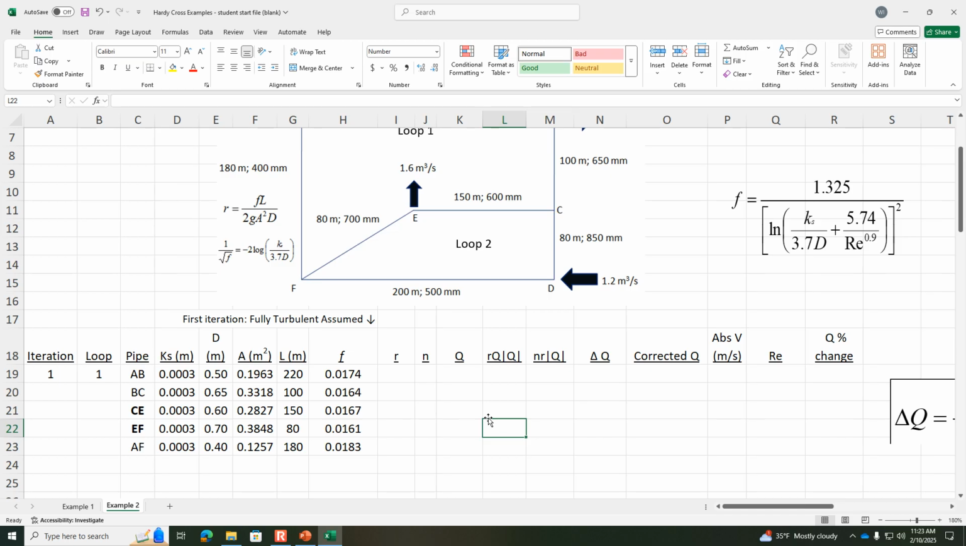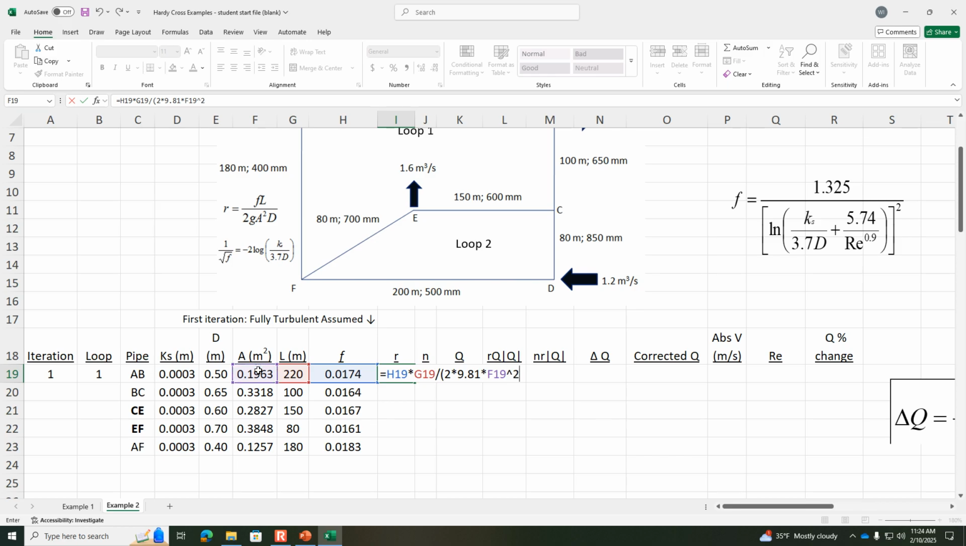Okay, now let's calculate the R value, and here's the equation for it. F times L divided by 2GA squared times D. All right, so equals F times L divided by 2 times 9.81 times A squared, so A to the power of 2, times D.